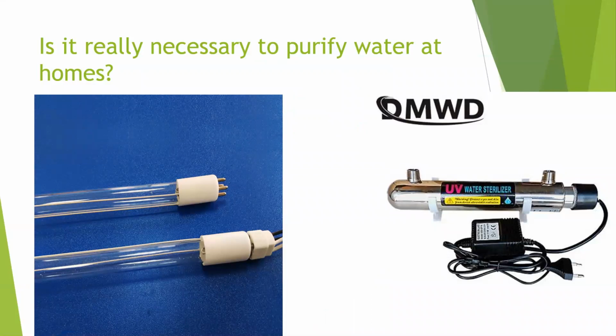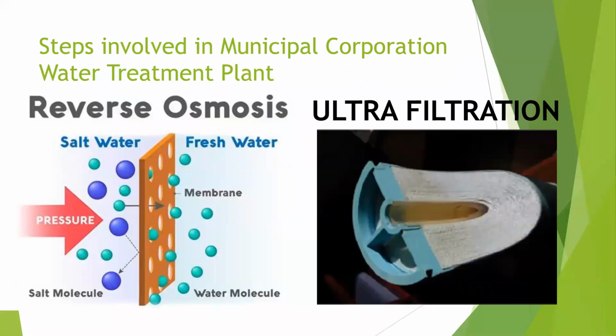This is the UV tube or UV chamber, which is used precisely for killing the pathogens from the water. There are two more operations followed in order to make the water potable. One is ultrafiltration and the second is reverse osmosis.